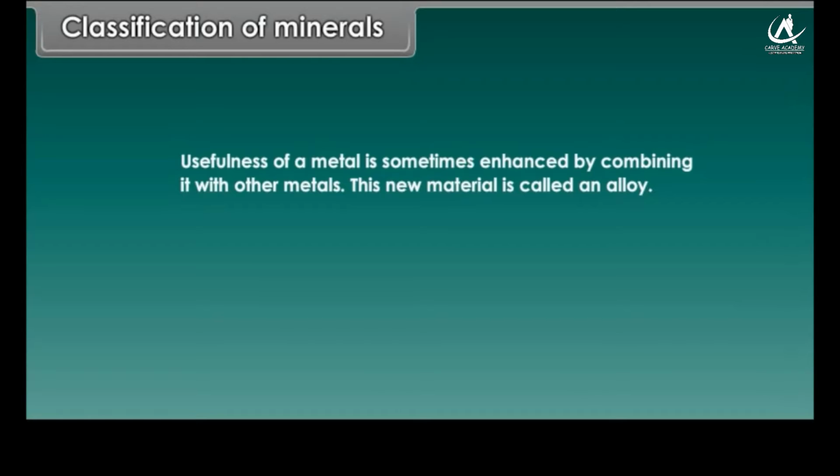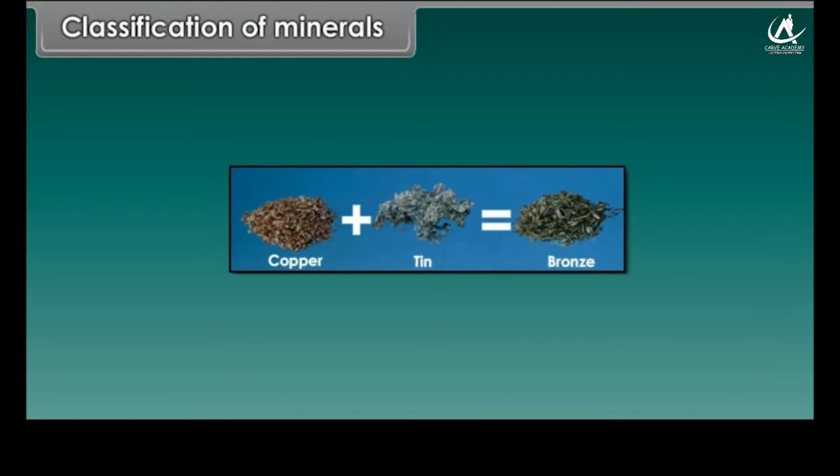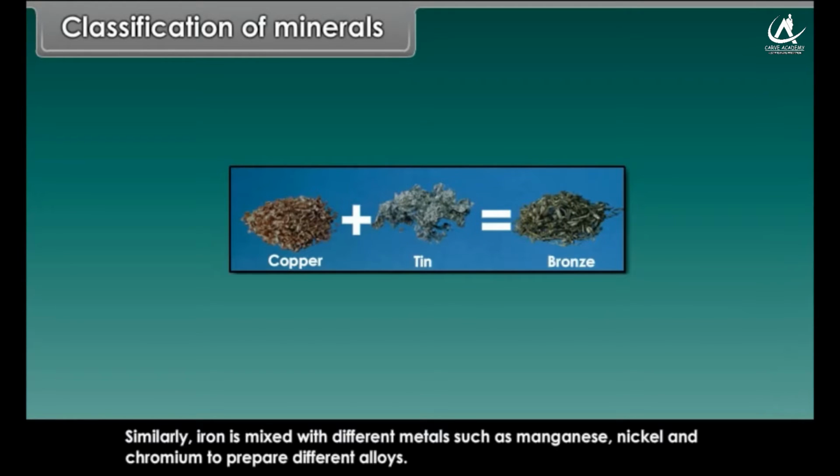The usefulness of a metal is sometimes enhanced by combining it with other metals. This new material is called an alloy. Copper is made stronger by adding tin, and this alloy is called bronze. Similarly, iron is mixed with different metals such as manganese, nickel, and chromium to prepare different alloys.